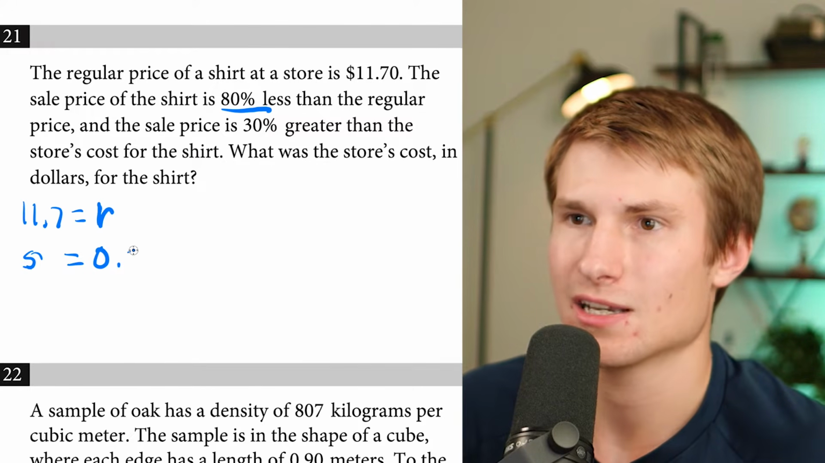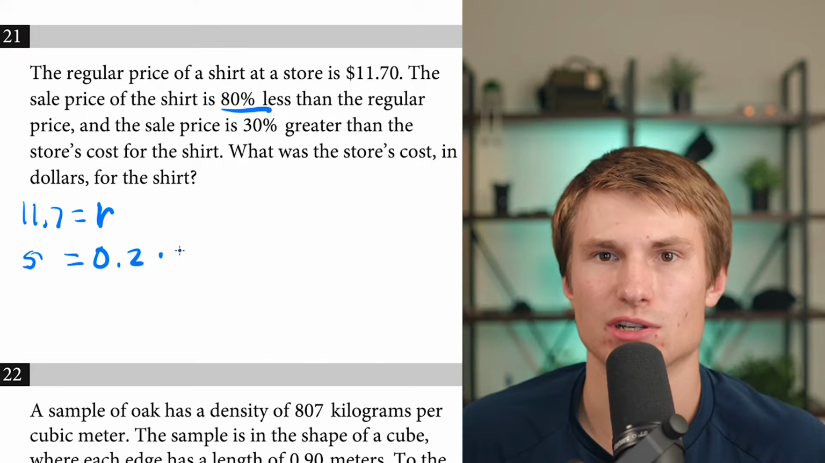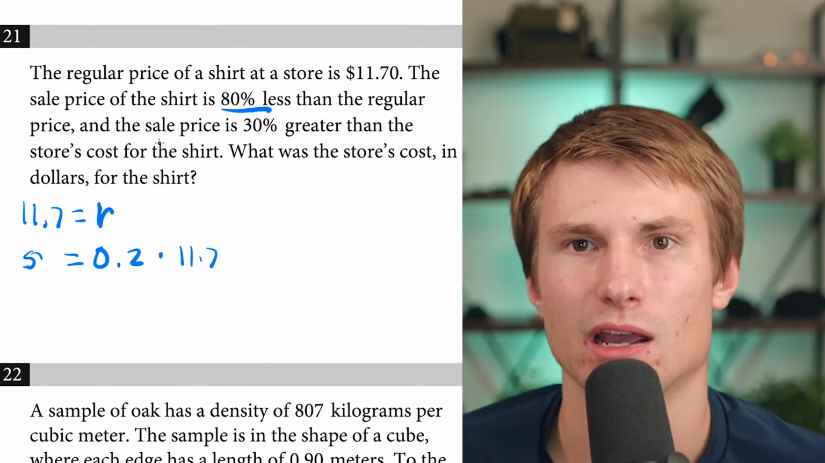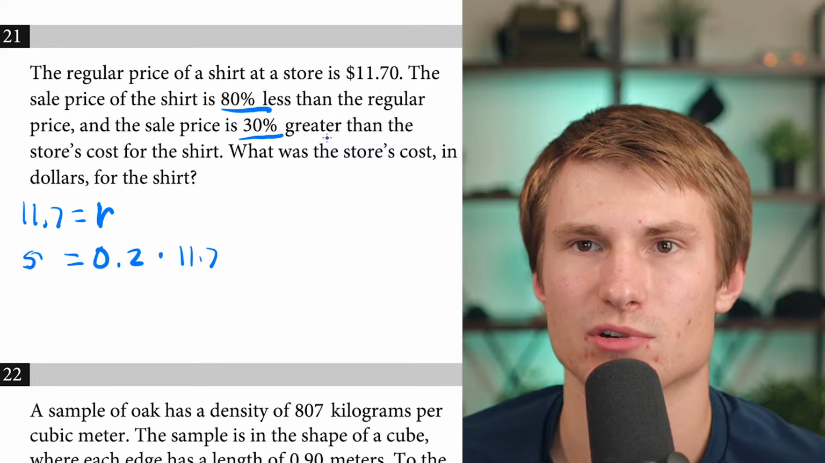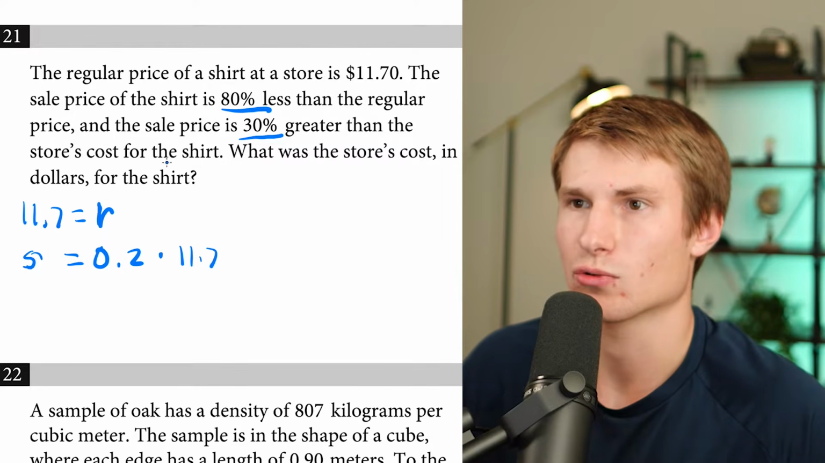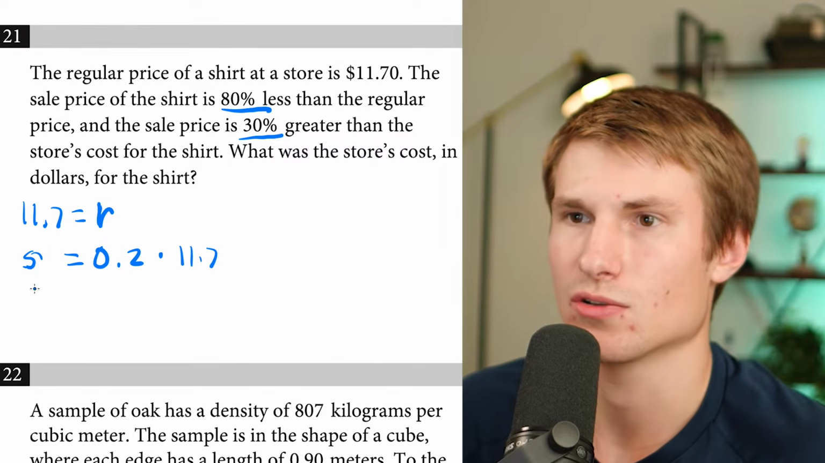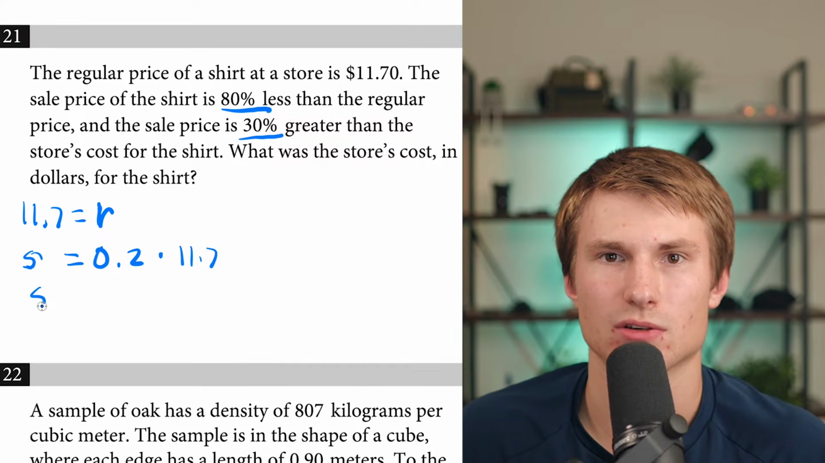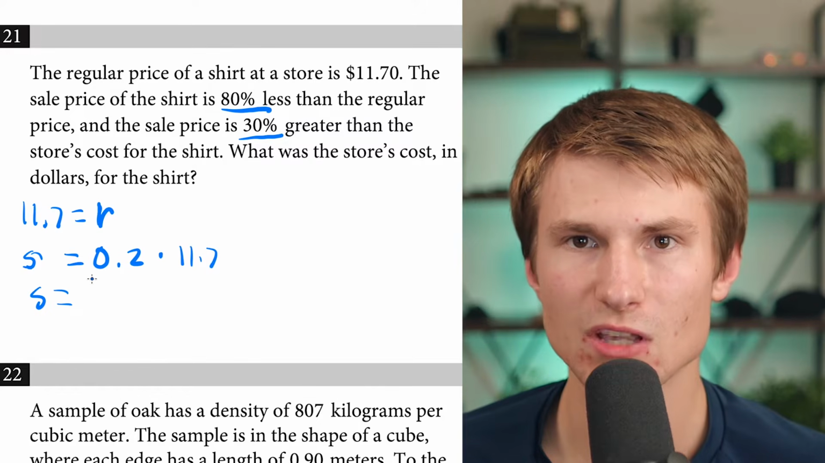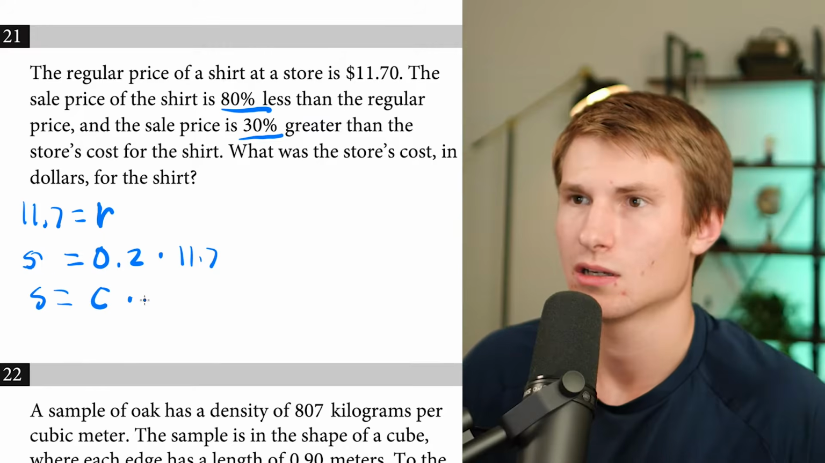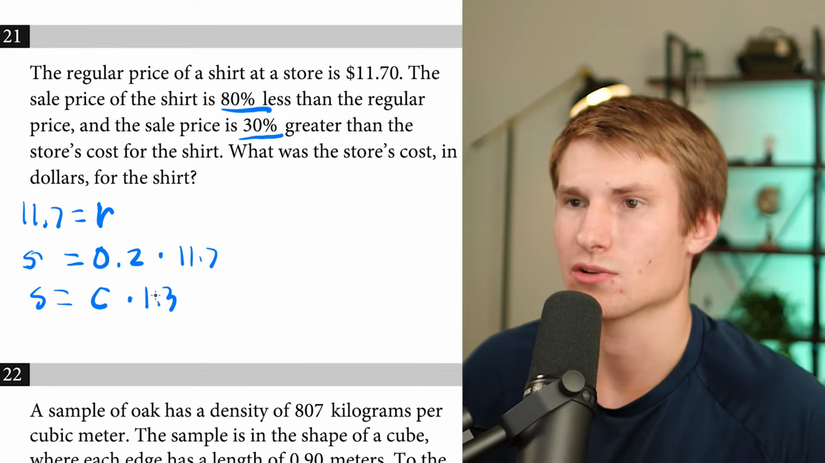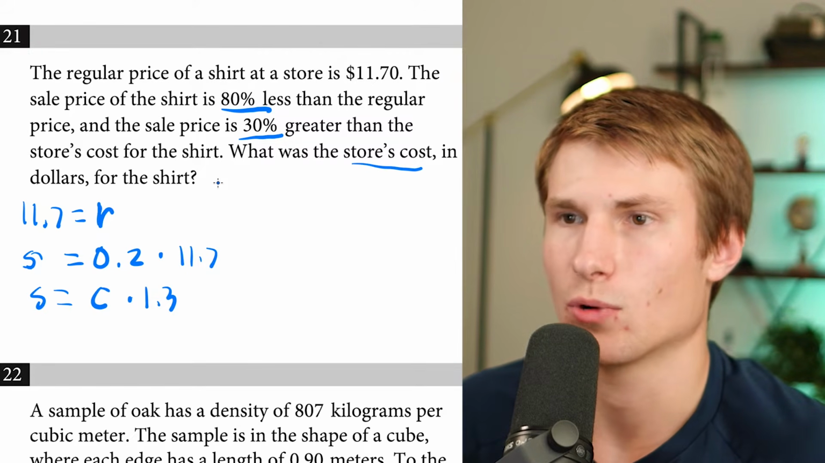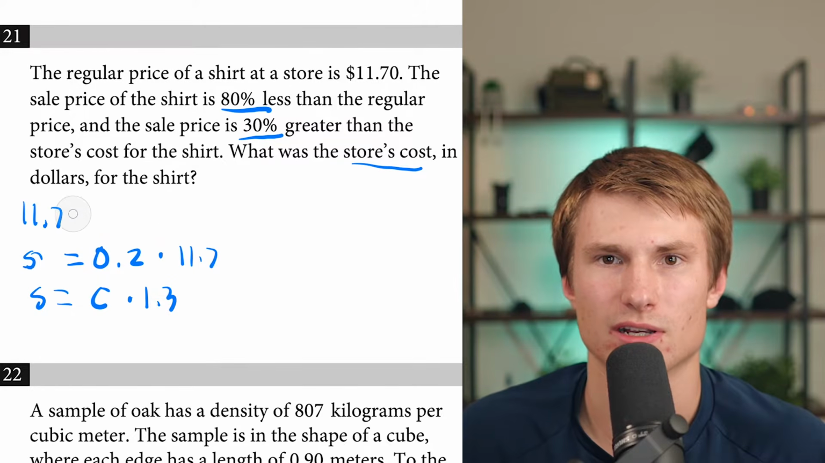Okay, it's 80% less than that, so we can represent that sale price as 0.2 times our regular price of 11.7. Next thing we have is, the sale price is 30% greater than the store's cost for the shirt. So sale price is also equal to the store's cost, which we'll call C, times 1.3, since it's 30% greater than the store's cost. Now we're asked, what was the store's cost in dollars for the shirt? Okay, we can go ahead and erase this.